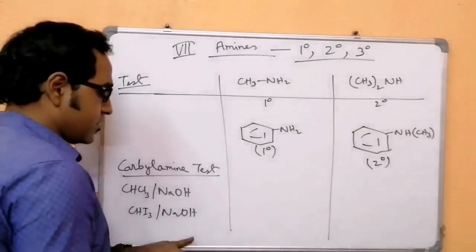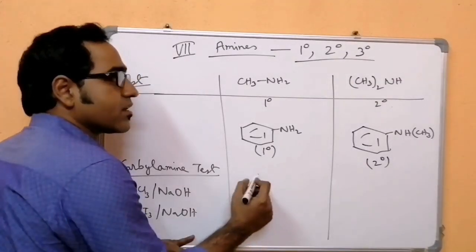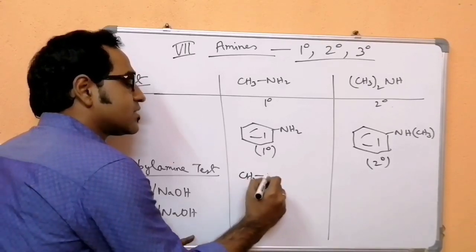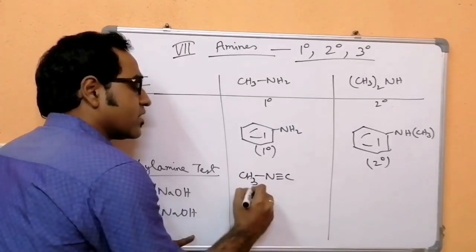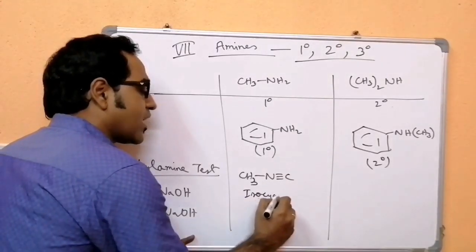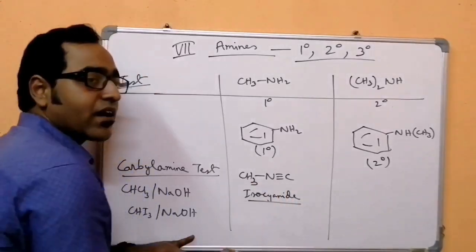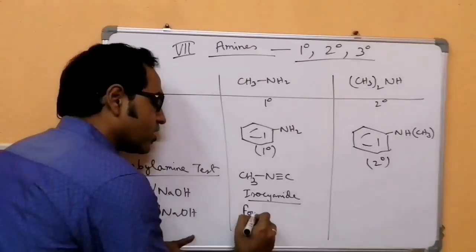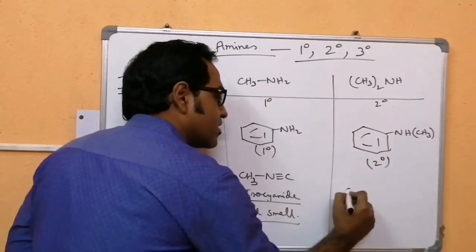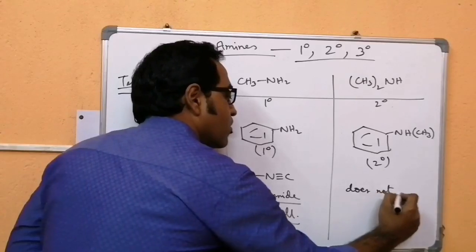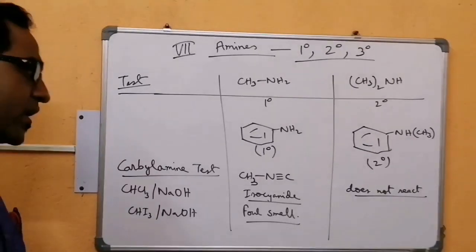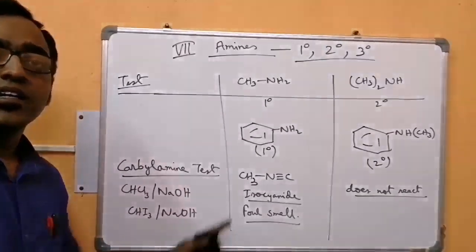What product you will get? You will get, in case of primary amine, CH3N≡C. This is methyl isocyanide. And this isocyanide has a foul smell. The secondary amine does not react. So by this we can distinguish 1 degree and 2 degree.